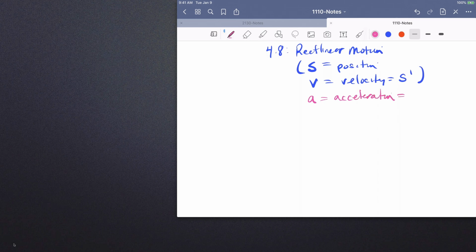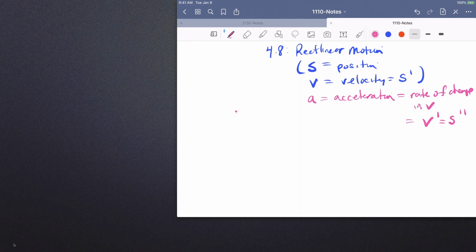This is actually the rate of change. The acceleration is the rate of change in the velocity. So the acceleration is the derivative of the velocity, or sometimes called the second derivative of the position function. Okay, so just something to point out here.